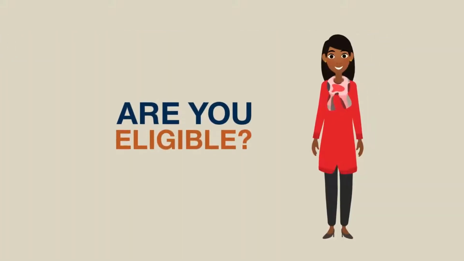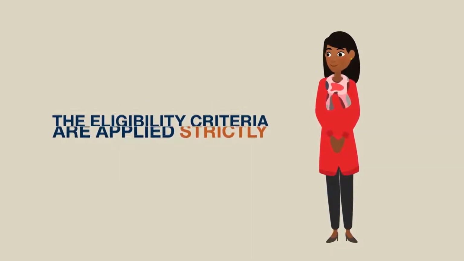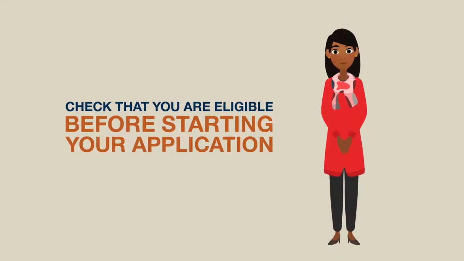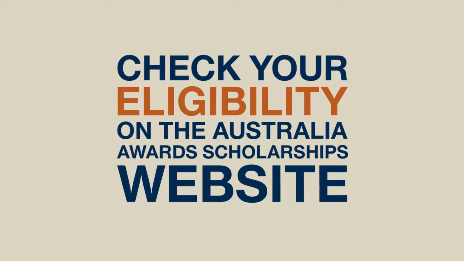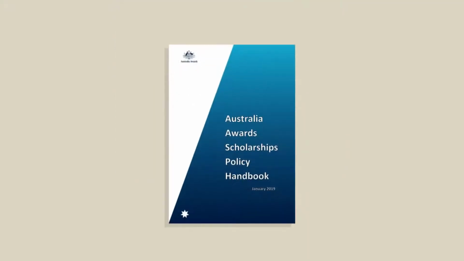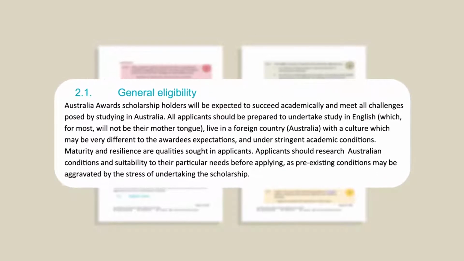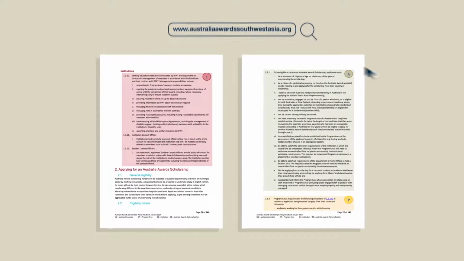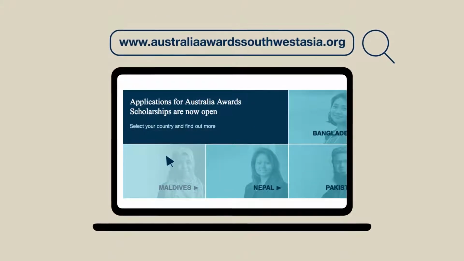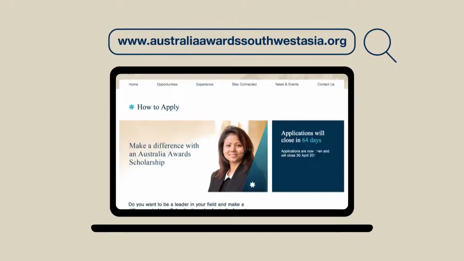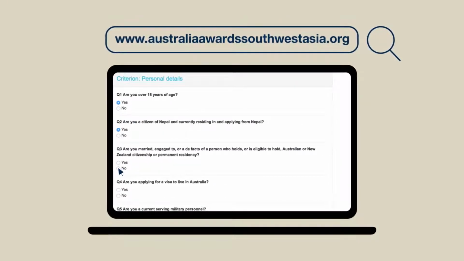Are you eligible? The eligibility criteria are applied strictly, so make sure you meet all the criteria before starting your application. General eligibility requirements can be checked in the Australia Awards Scholarships Policy Handbook. You must also ensure you meet this year's country-specific eligibility criteria. Helpful links and tools can be found on the country pages on the Australia Awards in South and West Asia website. Once you have checked that you are eligible, you can proceed further.